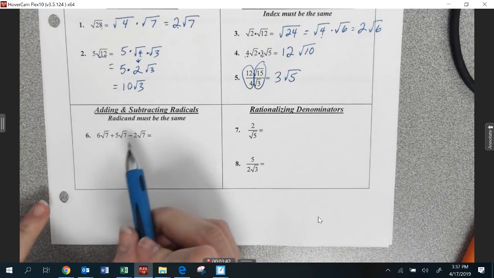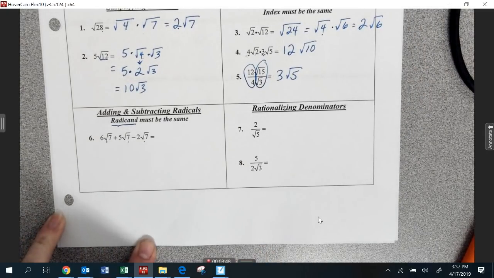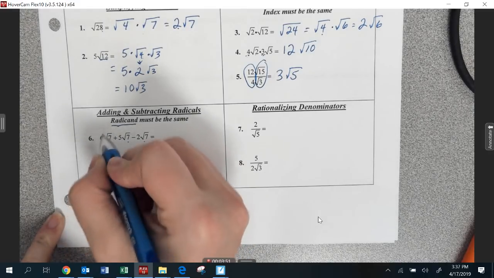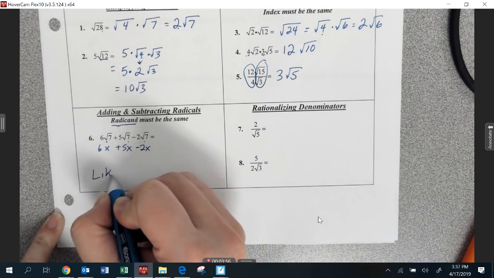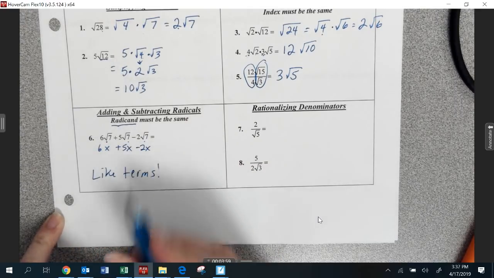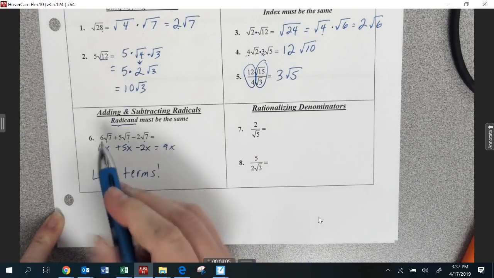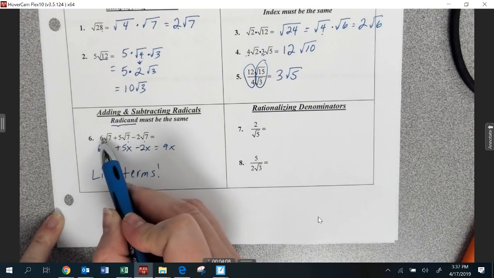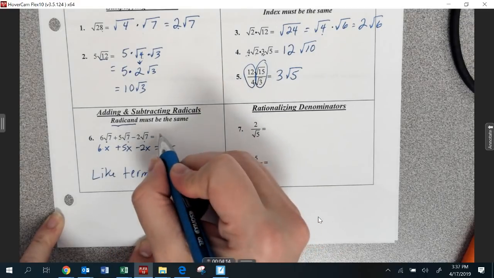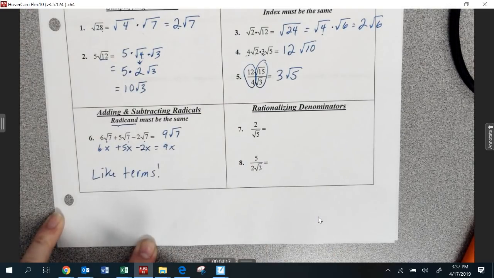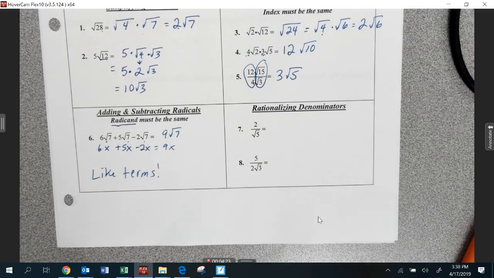Moving on to adding and subtracting, the key here is that the actual radicand must be the same. So the radicals have to be identical in order to add or subtract. Think of it like if I had 6x plus 5x minus 2x, and you'd be thinking about this as if they were like terms. 6x plus 5x would give me 11x, minus 2x would give me 9x. So in the same respect here, 6 radical 7 plus 5 radical 7 would be 11 radical 7, minus 2 radical 7 would be 9 radical 7. If I'd had one of these radicals as a different number underneath there, you would not have been able to add and subtract them.